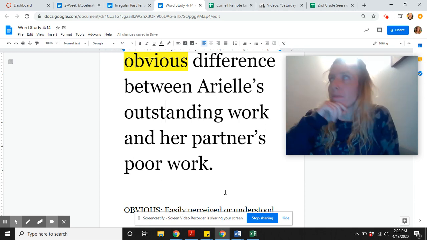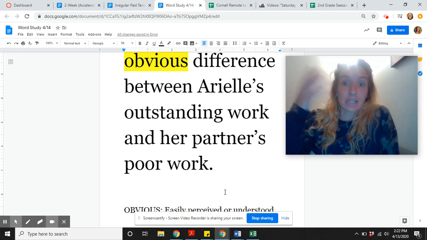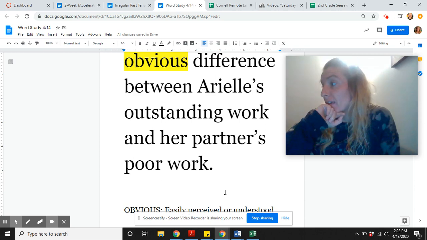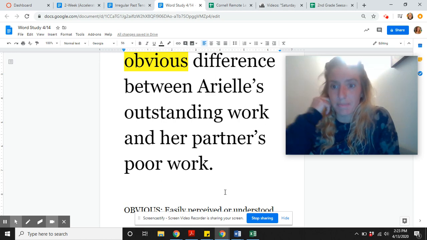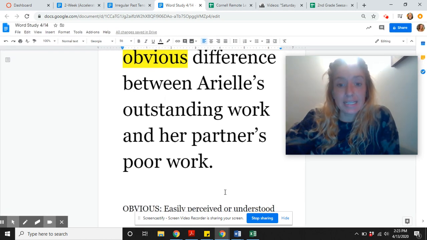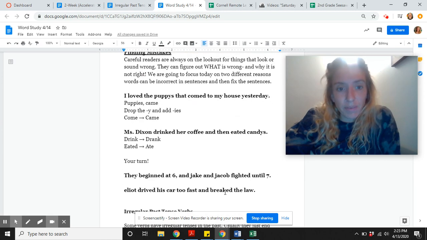Cool? Cool. So if you say, obviously, I should be the line leader because I am super good at being in charge of lines, that means clearly. If you say there's an obvious disagreement between two children, it means there's a definite disagreement between them. So obvious means easy to see and understand. All right, cool. Let's move on.